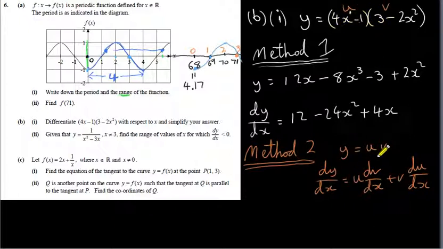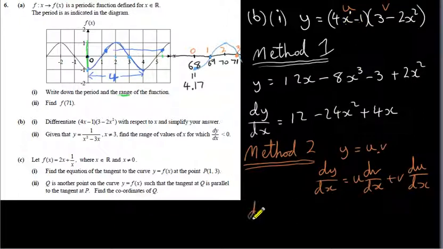So that y equals u times v. And the derivative dy dx is u times dv dx plus v times du dx. In other words, it's one of the functions times the derivative of the other function, plus the other function times the derivative of the first function. That's what it is essentially in words.